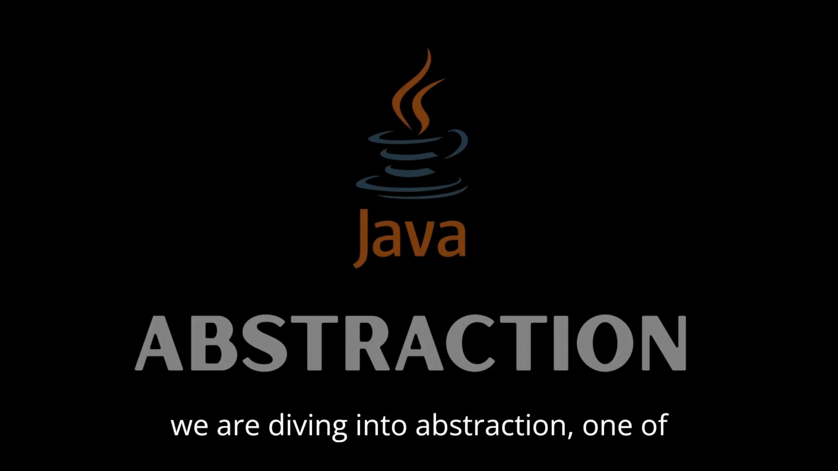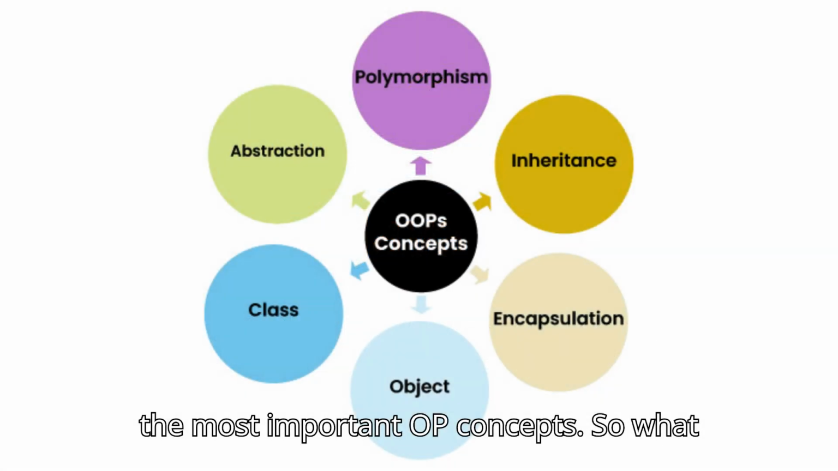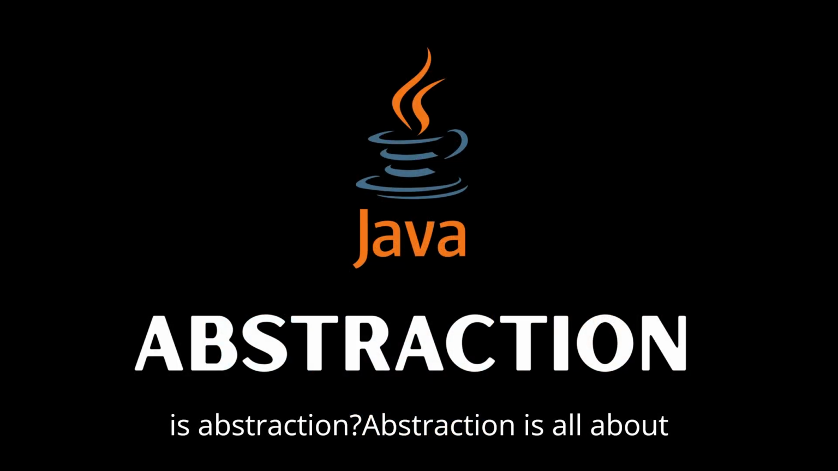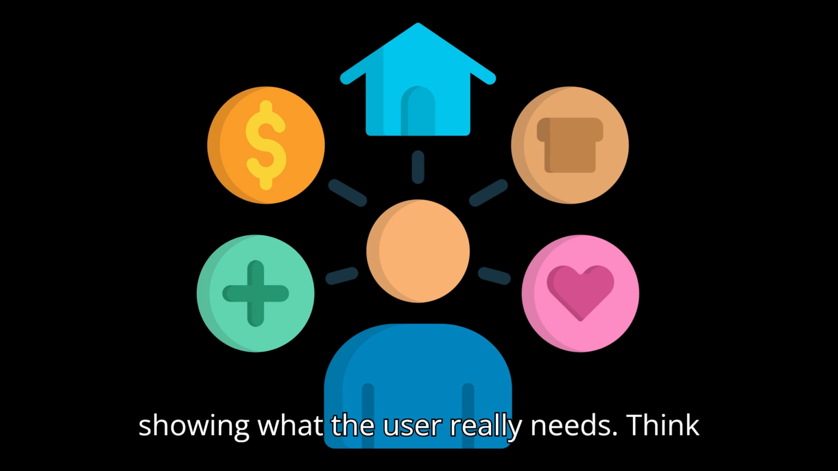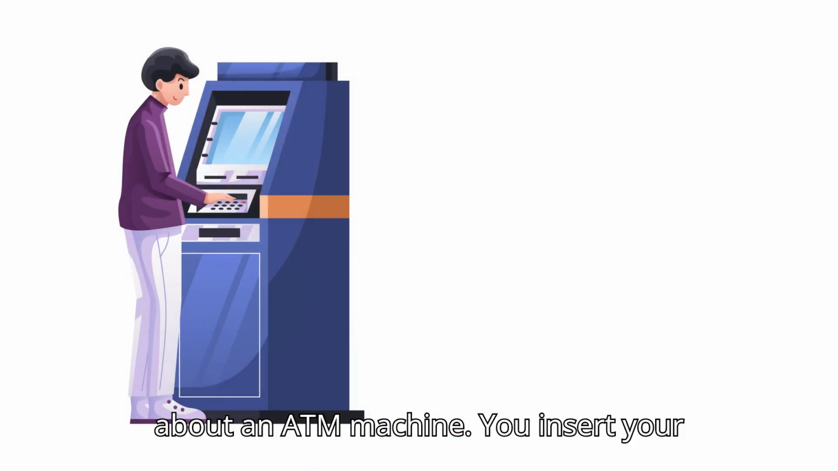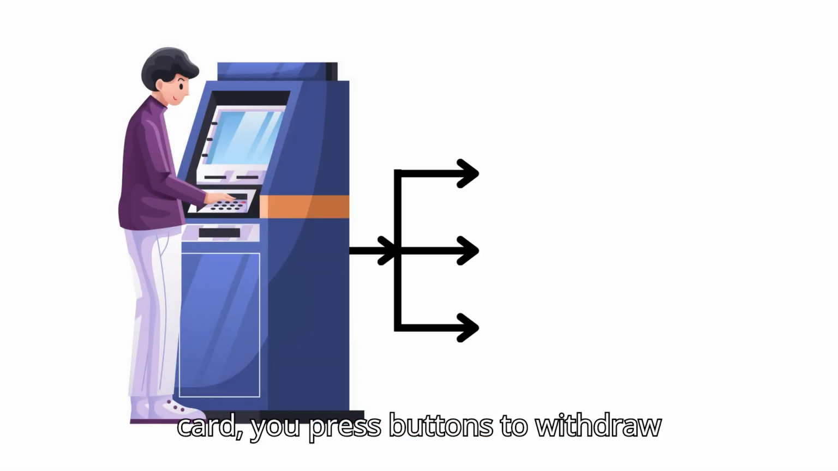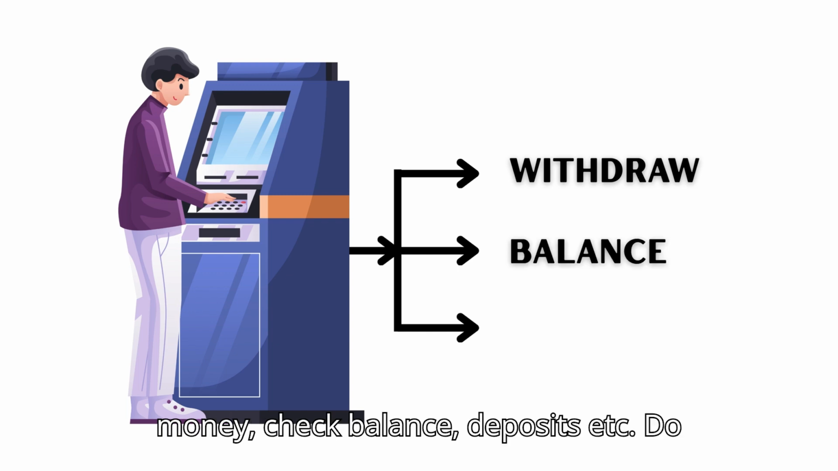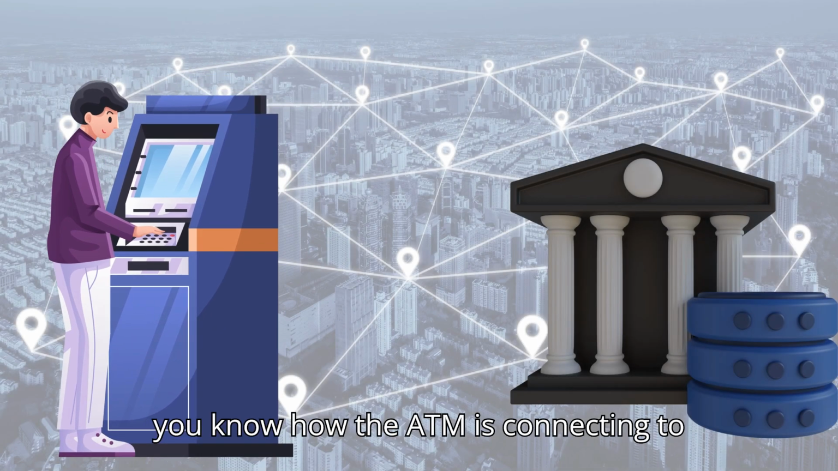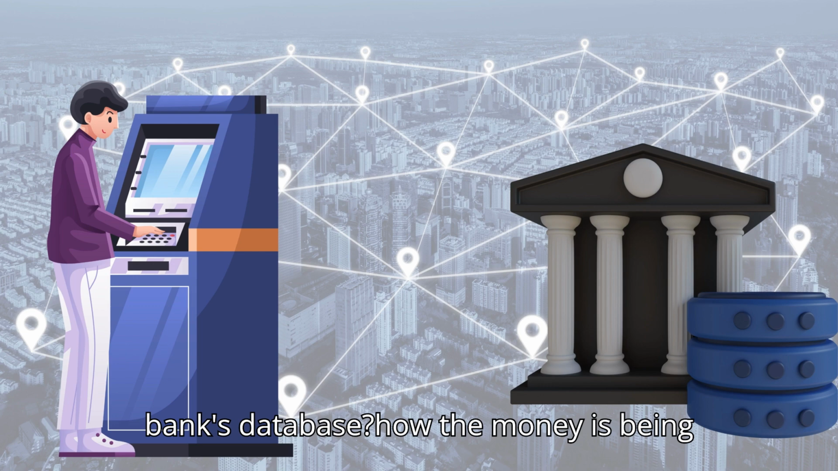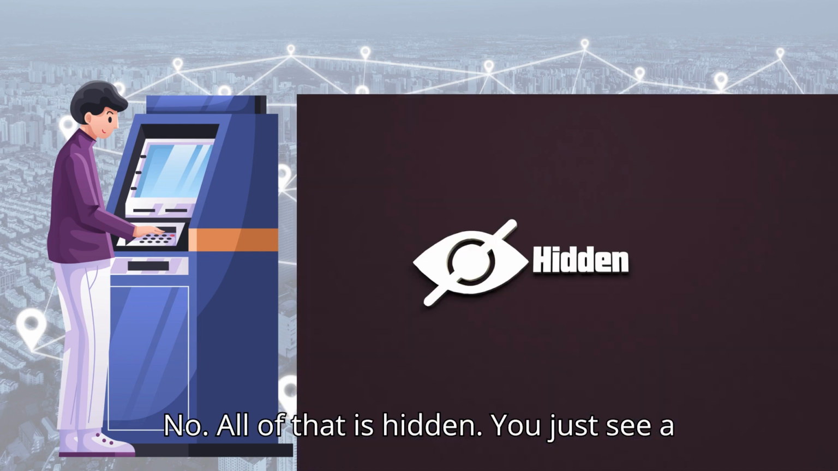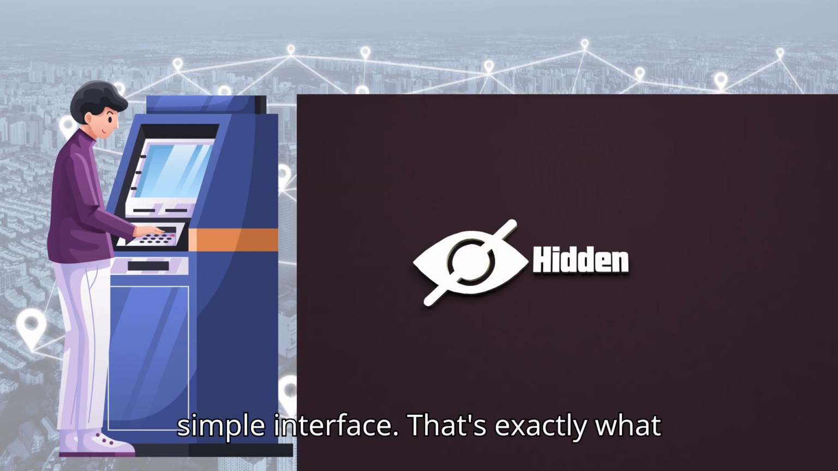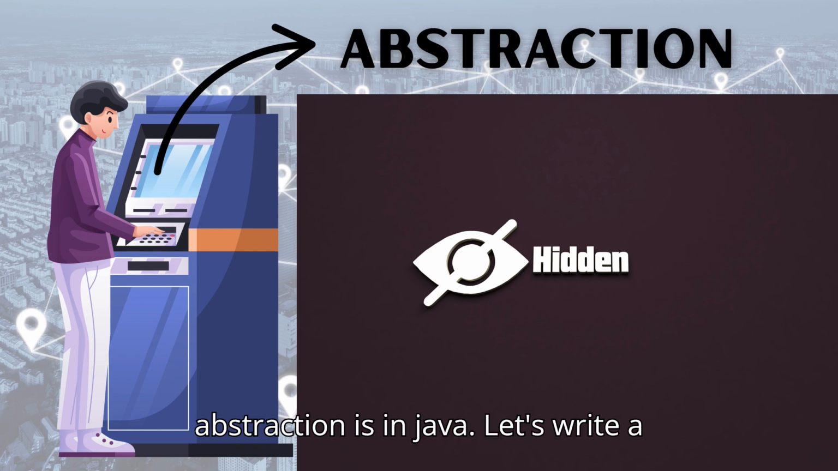Today we are diving into abstraction, one of the most important OOP concepts. So what is abstraction? Abstraction is all about hiding the unnecessary details and only showing what the user really needs. Think about an ATM machine. You insert your card, you press buttons to withdraw money, check balance, deposit, etc. Do you know how the ATM connects to the bank's database? How the money is verified, or how it prints the receipt? No. All of that is hidden. You just see a simple interface. That's exactly what abstraction is in Java.